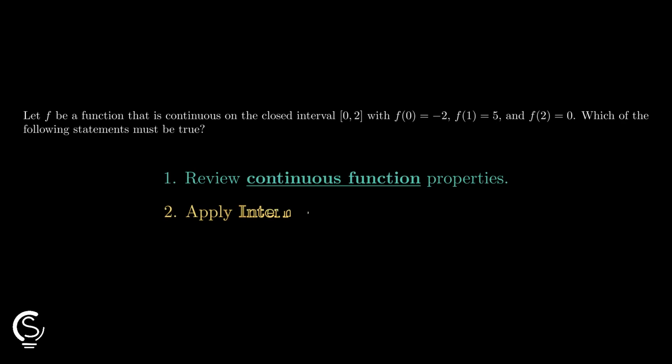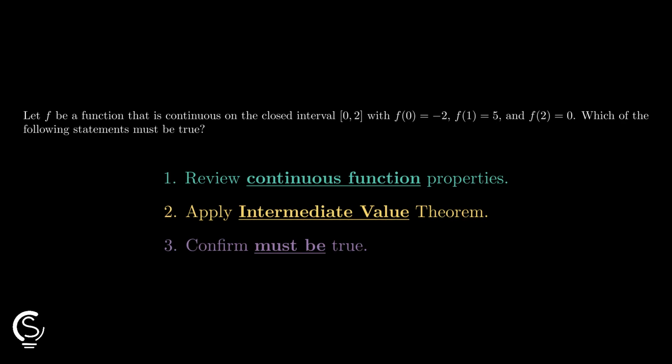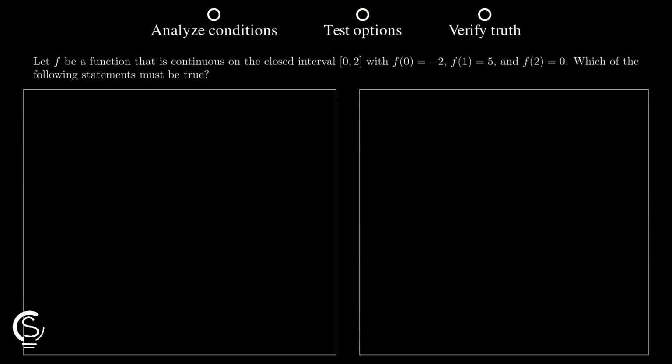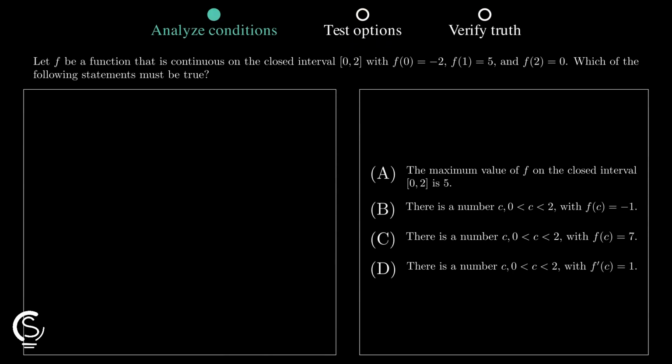Calculus problems involving continuous functions often look tricky, but you can solve them quickly by testing the properties of the function against the given answer choices. Since the function is continuous, it must take on every value between its minimum and maximum. We know f of 0 is -2 and f of 1 is 5.